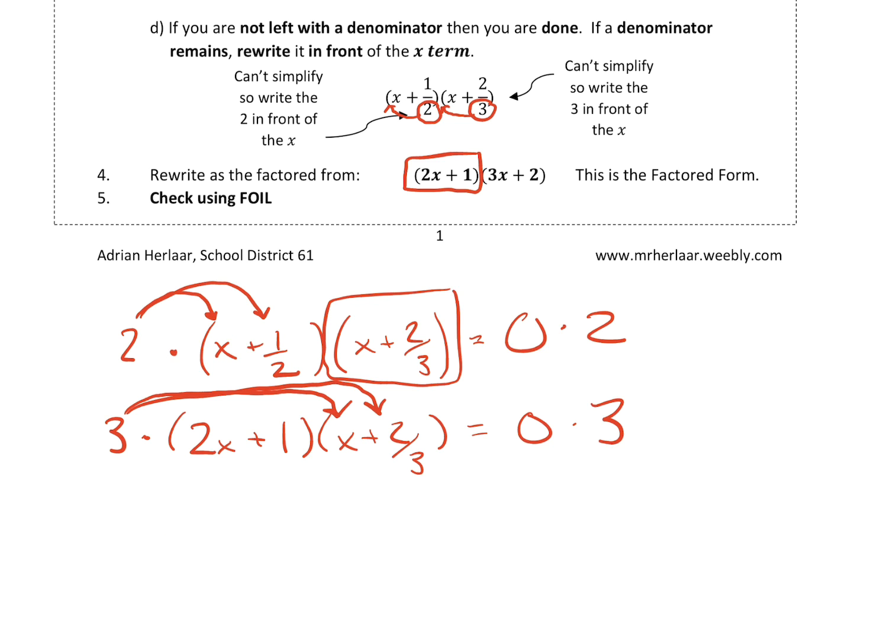And now the 3 times x is 3x, and then the 3's cancel, so plus 2. So you see we end up with this, and this is still 0. So that's why you do that, but just the shorthand's there.